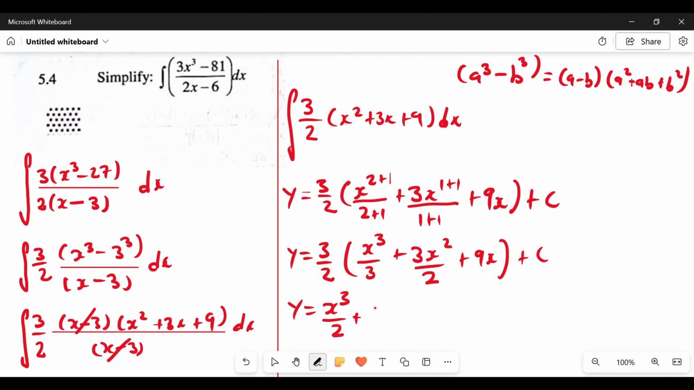So let's look at the second term. So we're going to say 3 multiplied by 3x squared. This is going to give us 9x squared, and on the denominator, this is going to give us 4. Now we go to the third term inside the bracket, plus 3 multiplied by 9x, this is going to give us 27x divided by 2, because we have 2 multiplied by 1 there. Right, plus c. Guys, this is our final answer for 5.4.